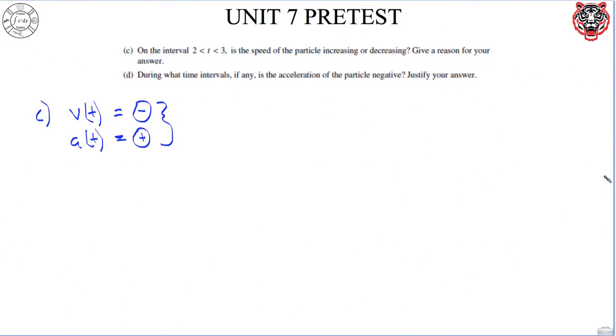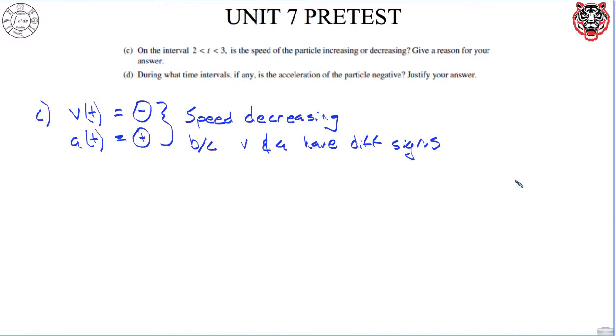All right. So part C, we need to say that speed is therefore what? Speed decreasing. And what's our rationale? What's our reason? V and A have different signs. Yep, because velocity and acceleration have different signs. Okay, and then how to score yourself for part C. This is out of 2 points. So you give yourself 1 point if you have the explanation, and you give yourself 1 point if you say that the speed is decreasing.